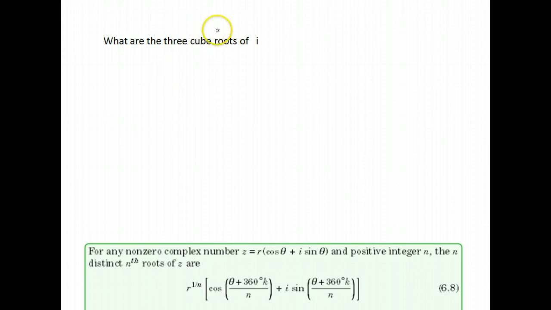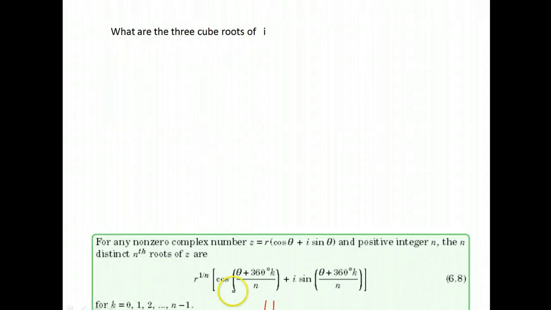All right, what are the 3 cube roots of i? Now we have our little formula down here that we can use, r to the 1 over n. Cube roots would be 1/3 power, okay? But the problem is that this formula is written for numbers that are in trigonometric form, and this number is not in trigonometric form. So what we can do is go ahead and rewrite this in trigonometric form first.